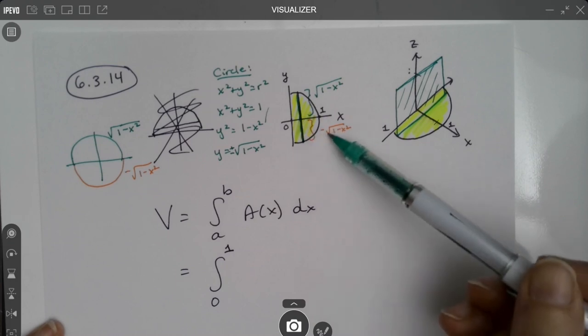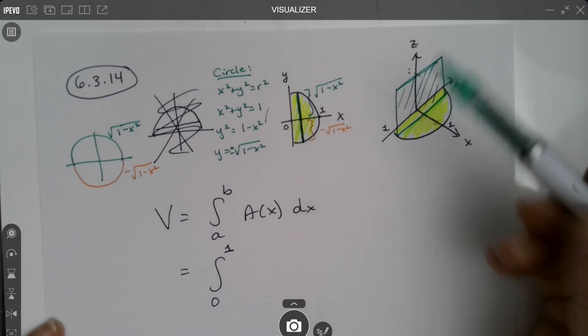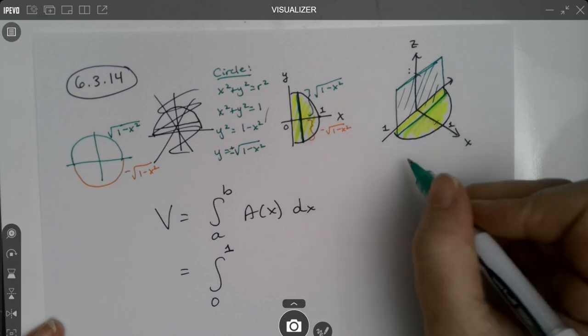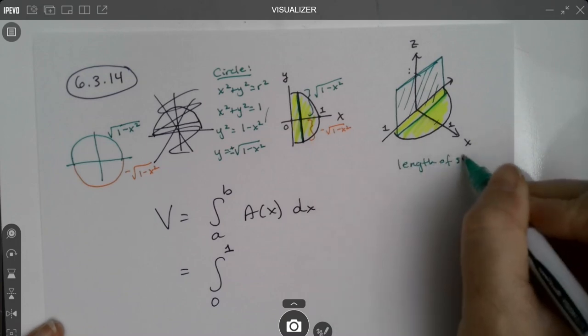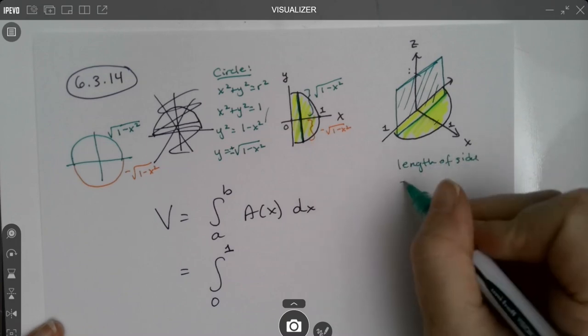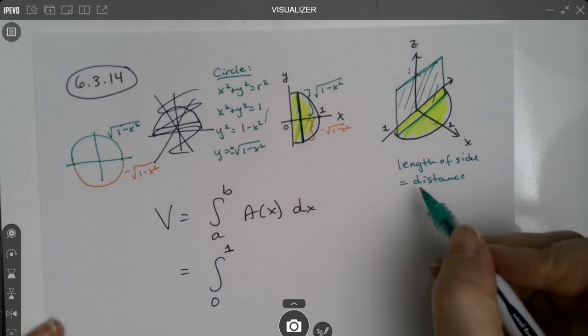It's not how you write the function, of course, right? The function has a negative because it's below the x-axis, but the distance, which is what we're concerned about because we want to know the length of a side. Length of a side is distance, right? Distance and length are the same thing for this purpose.